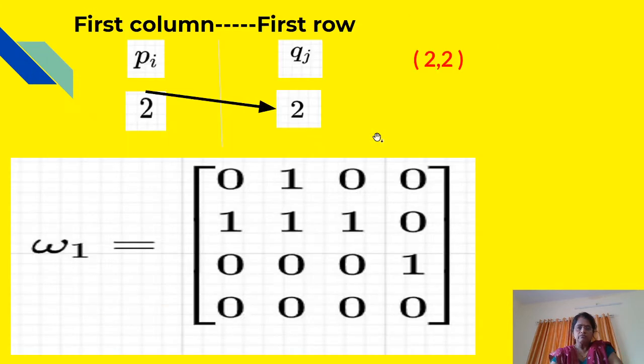And therefore, Pi is 2 and Qj is 2, and therefore one pair will be created. Therefore, in W1, at the place 2, 2, a 1 will be added. And the remaining 4 are ones which are already in W0. Therefore, in W1, only one 1 is added, which is at the place 2, 2. Before, in W0, there is no 1 at the place 2, 2. Therefore, we are writing at the place 2, 2 as 1.